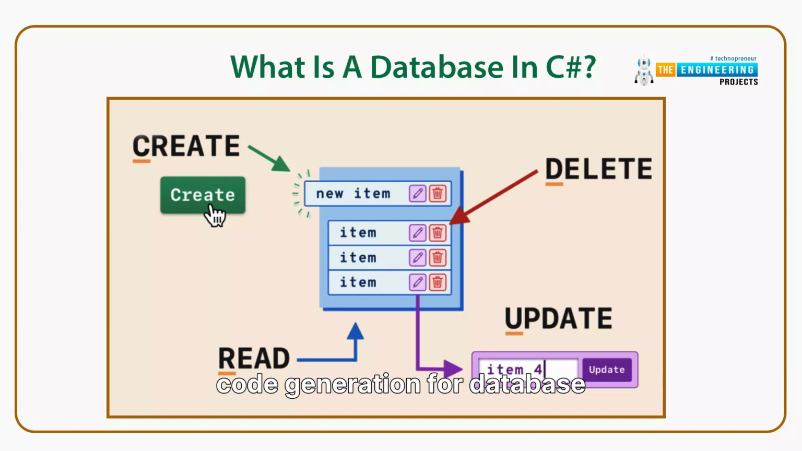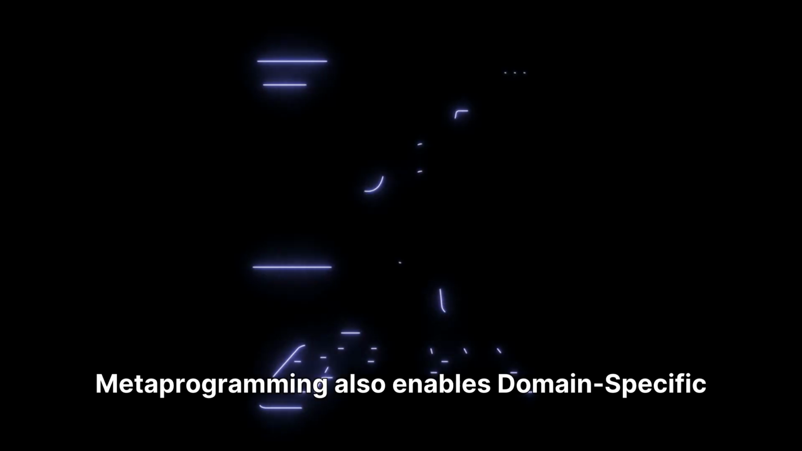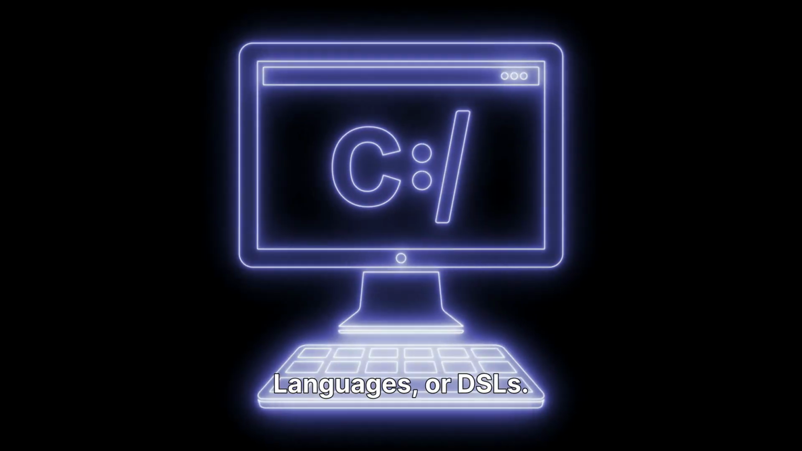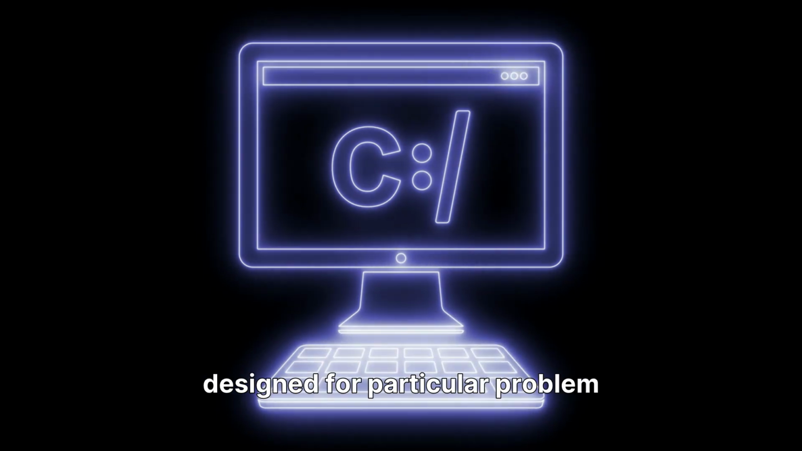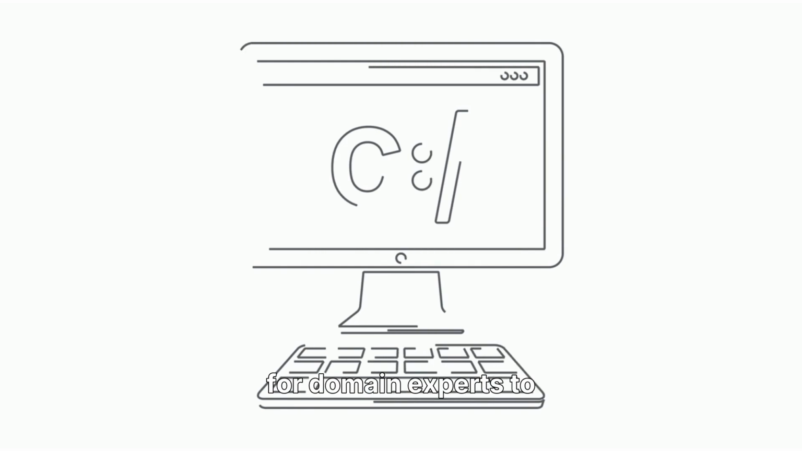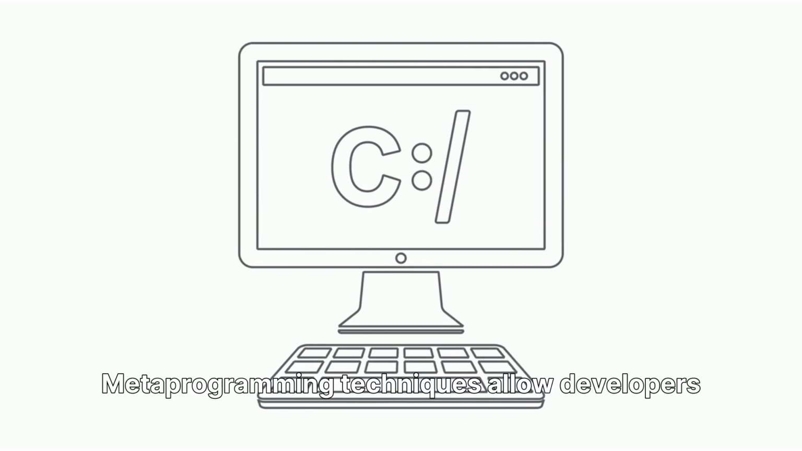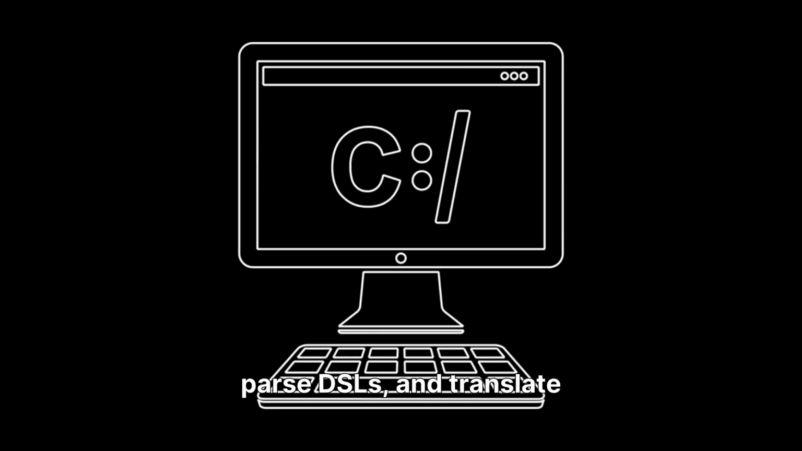A common use is code generation for database classes, where tools automatically create C# entity classes from database schemas, saving significant development time. This automation extends to many other repetitive tasks, ensuring consistency. Metaprogramming also enables domain-specific languages, or DSLs. These specialized languages are designed for particular problem domains, making it easier for domain experts to express solutions. Metaprogramming techniques allow developers to define custom syntax, parse DSLs, and translate them into executable C# code.